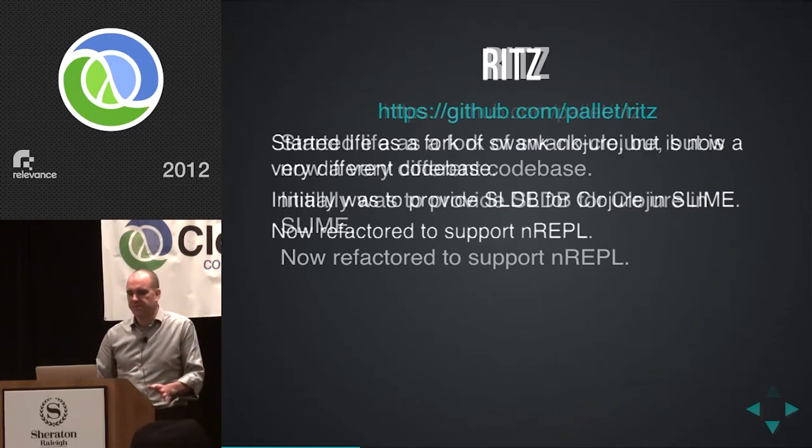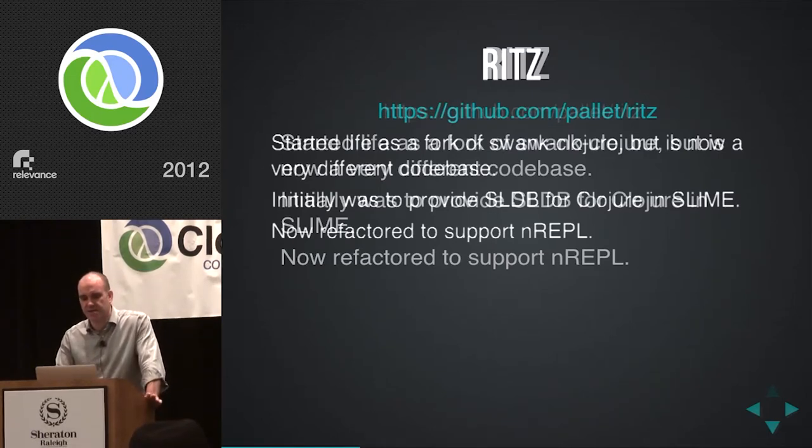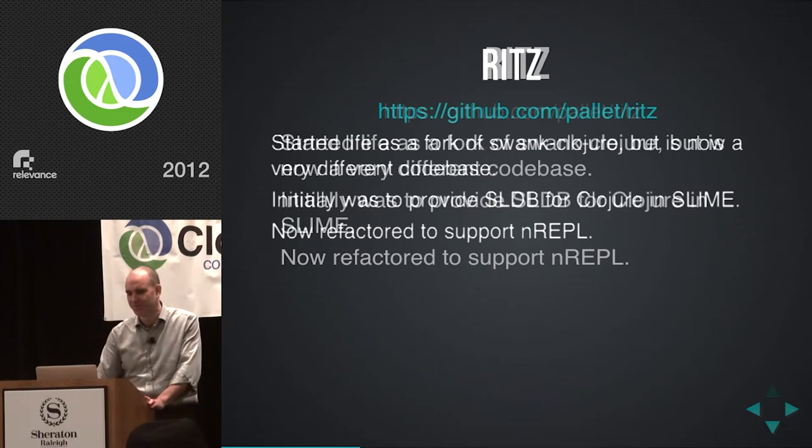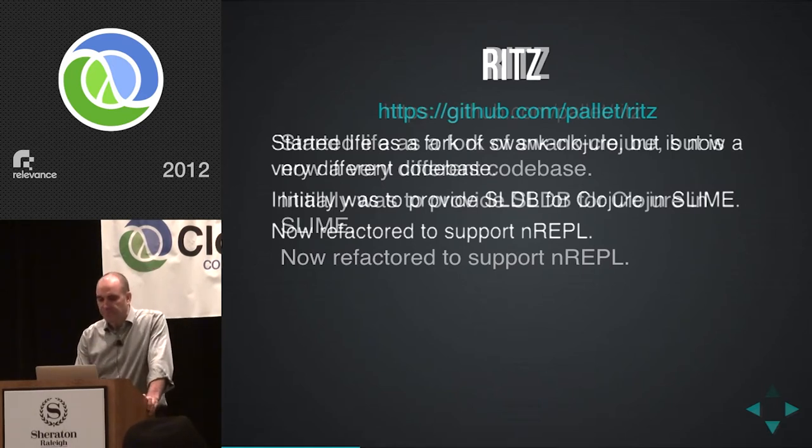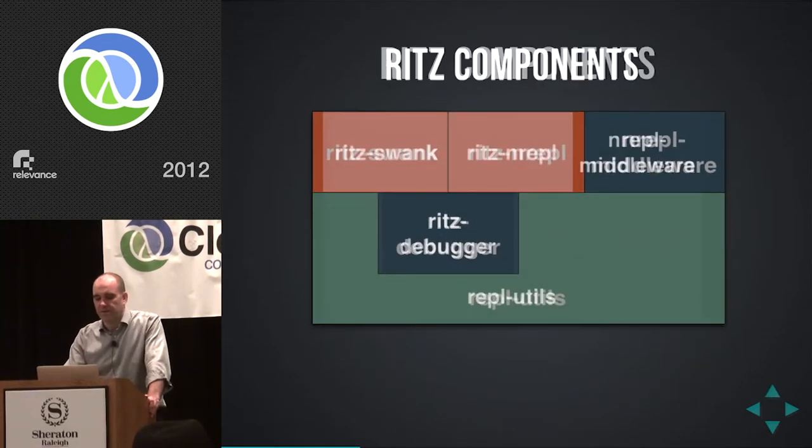Oh, which brings us back to Ritz. So Ritz started off as a fork of Swank Clojure. I never meant it to really be a fork. I always meant it to reintegrate it into Swank Clojure, but it just diverged so far in the end that it wasn't possible. During the last year, I've refactored it to include nrepl support as well as Slime support. So it now supports the two.